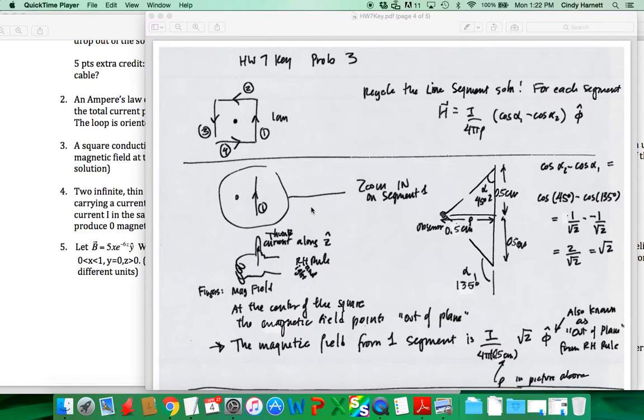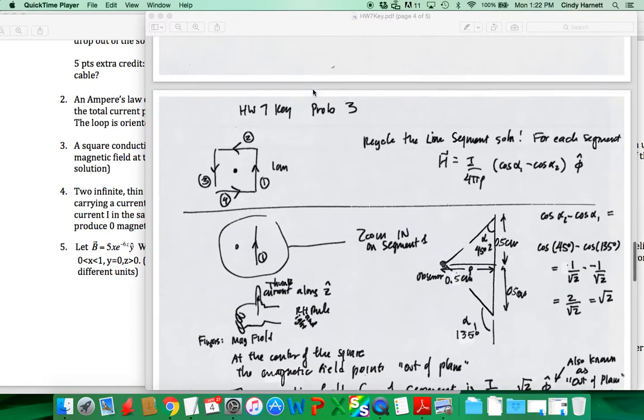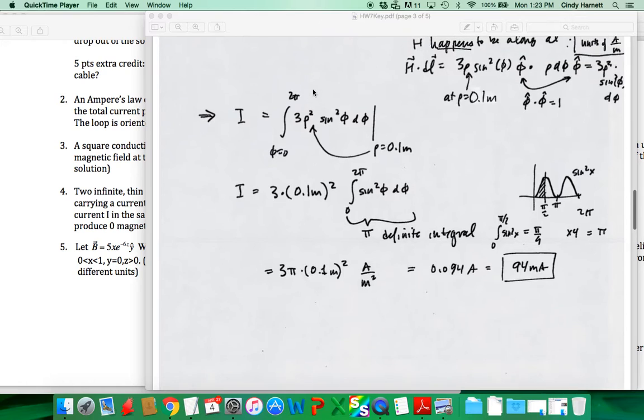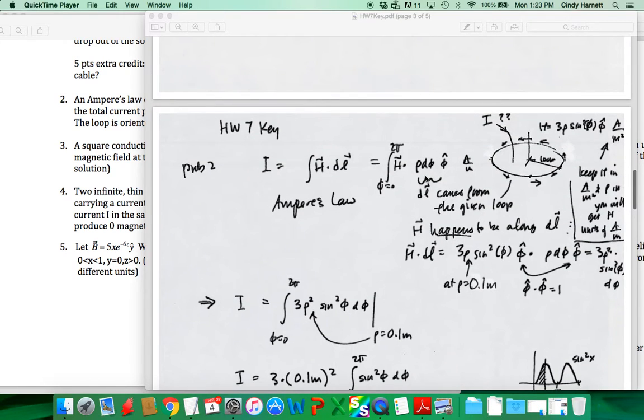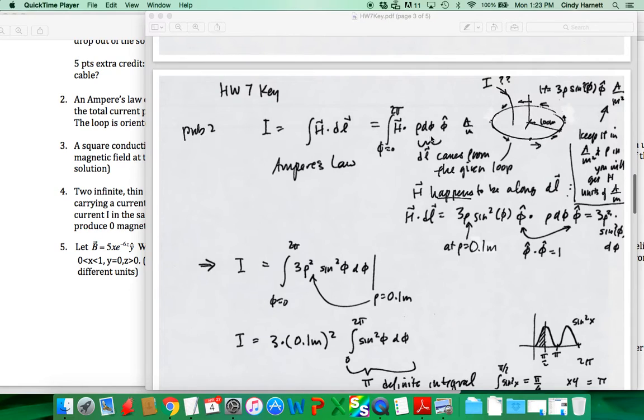Okay, working our way through the homework 7 key on problem 3. And before I get too far away from problem 2, I should say when you take the curl, if you're going to go through and try the other approach to getting I using J·dS, taking the curl of H, remember this H has only a phi hat component.